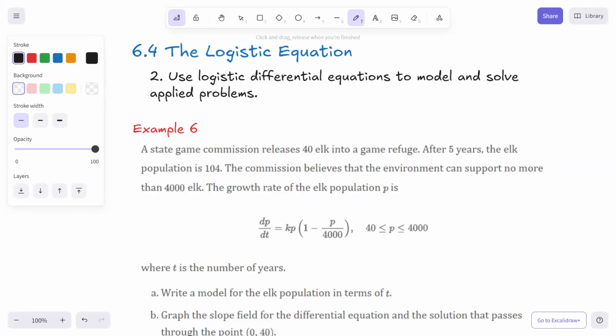6-4, the logistic equation. Mr. Antonucci here, and in this video we're going to talk about how to use logistic differential equations to model and solve applied problems. So here's a standard type of problem.